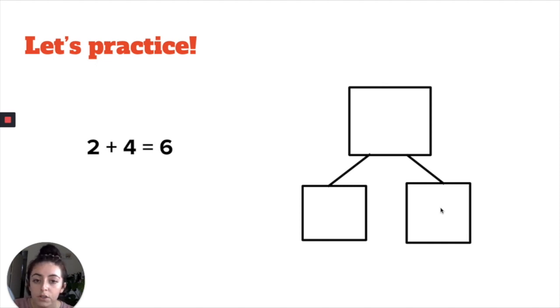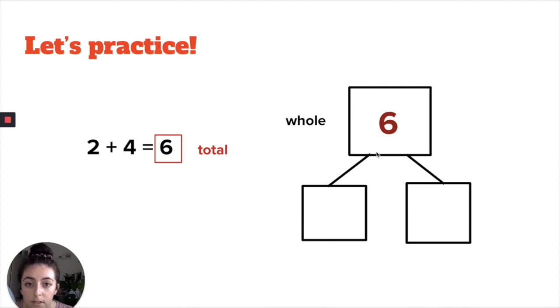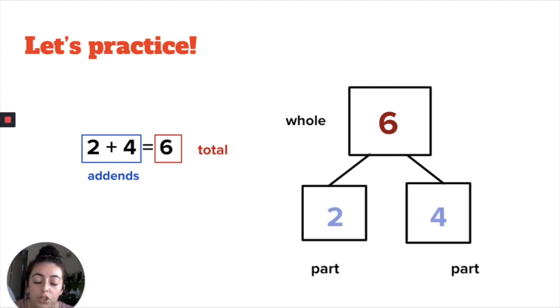Go ahead and pause this video if you need to. Use your whiteboard to write it out. And then click play again when you're ready. Okay, so in my equation, I see that 6 is our biggest number and it's at the end of our equation. I know that's our total. So our total is our whole that goes in the bigger box in our number bond. The other numbers are the ones that we're adding together, 2 plus 4. So those are our addends, which are our parts.